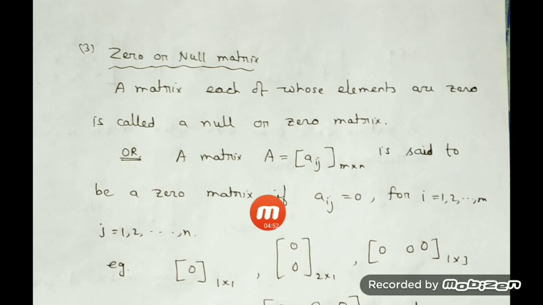It is said to be a zero matrix if every entry, every element, that is Aij, is equal to 0 for all i equal to 1 up to m, because its order is m, the number of rows is m, and j varies from 1 up to n.